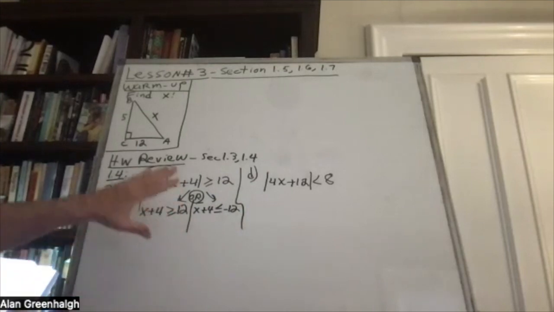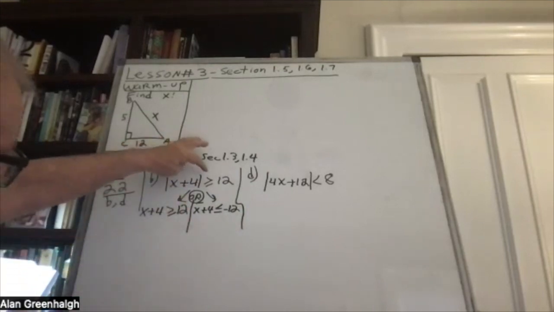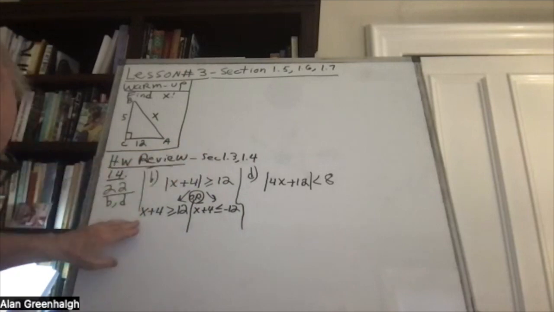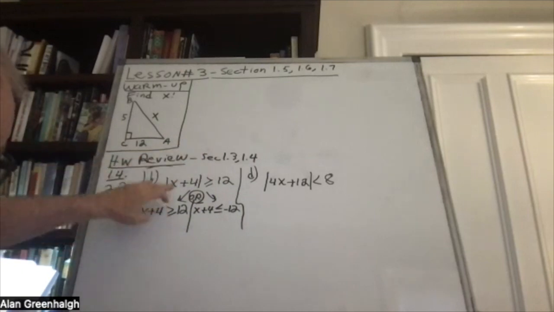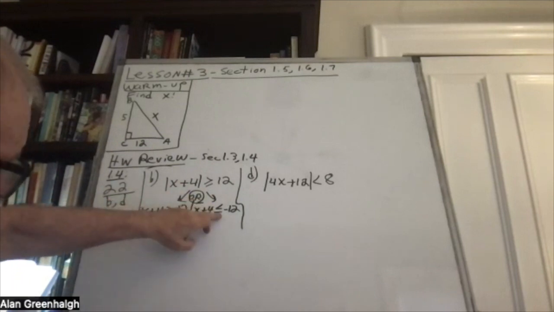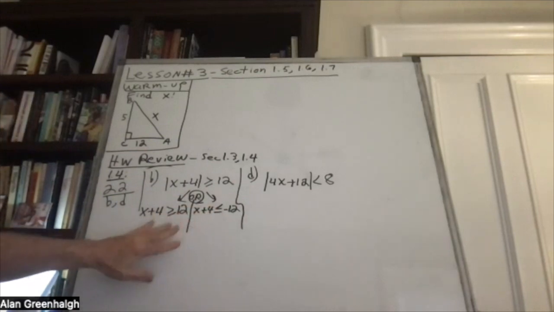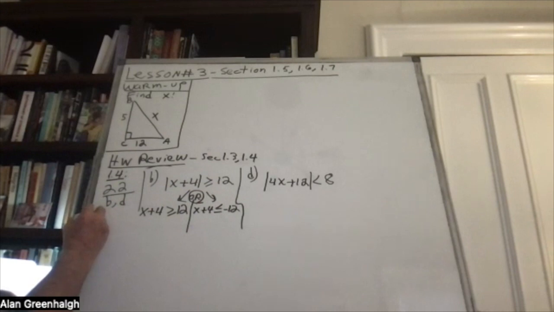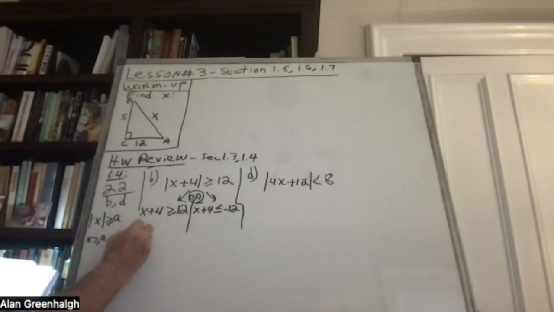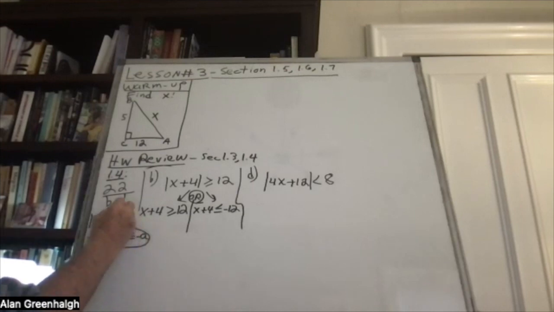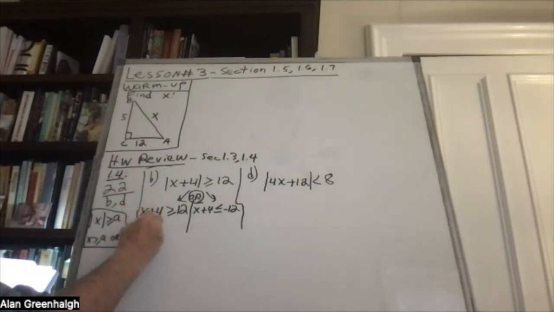This is a very, very key step. When it's greater than, it's going to be one of them greater than 12, one of them less than 12. So that was the generalization that if the absolute value of x is greater than or equal to a, then x is greater than or equal to a, or x is less than or equal to negative a. This is the rule right here for this particular problem.